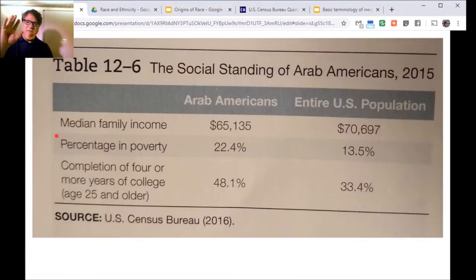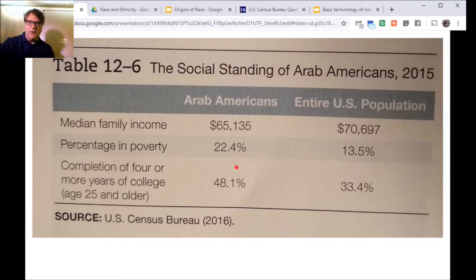This is going to give us a chance to look a little bit more at dimensions of immigration, okay? Now then, social standing of Arab Americans, of course, much closer to the U.S. average. Poverty is still pretty high, okay? Look at this. Almost half of those 25 and older have 4 or more years of college. You can see it's higher than the U.S. average. What is it about being Arab American?